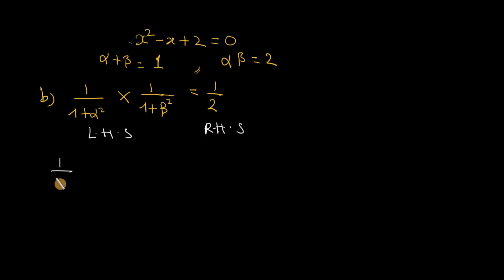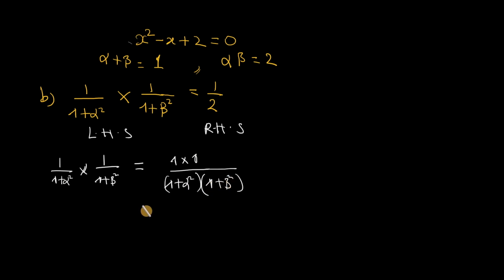1 over 1 plus alpha squared times 1 over 1 plus beta squared is equal to 1 times 1 all over 1 plus alpha squared times 1 plus beta squared, which is equal to 1 times 1 is 1. So I need to expand this denominator. 1 times all this bracket plus alpha squared times all this bracket.